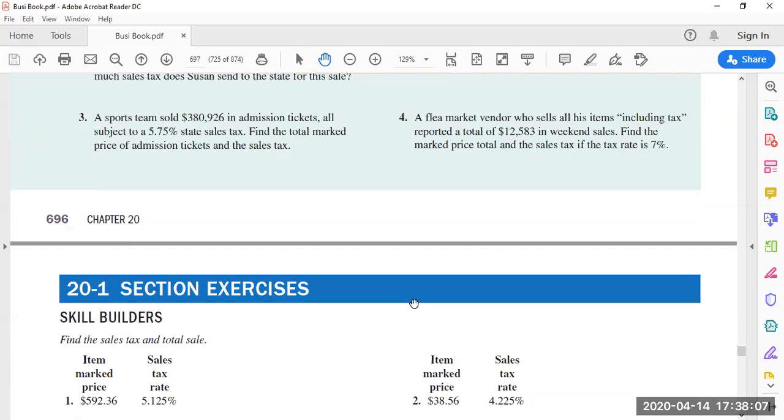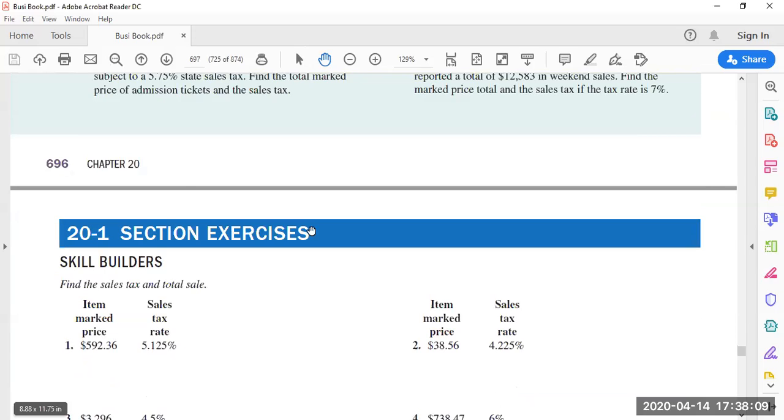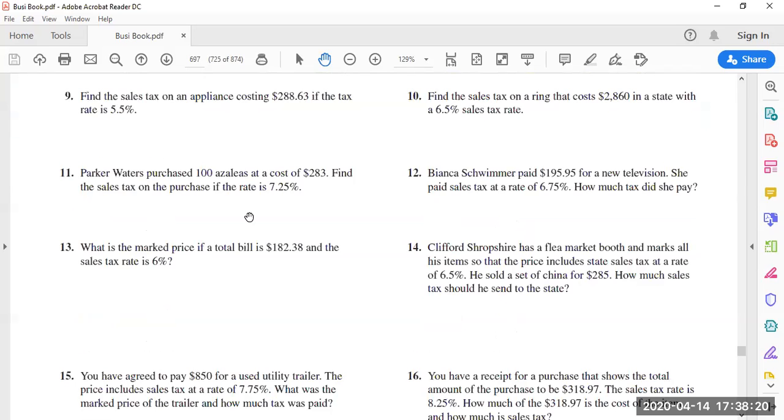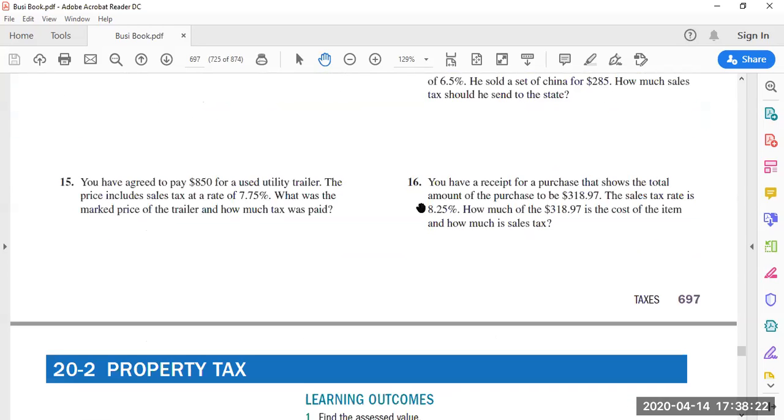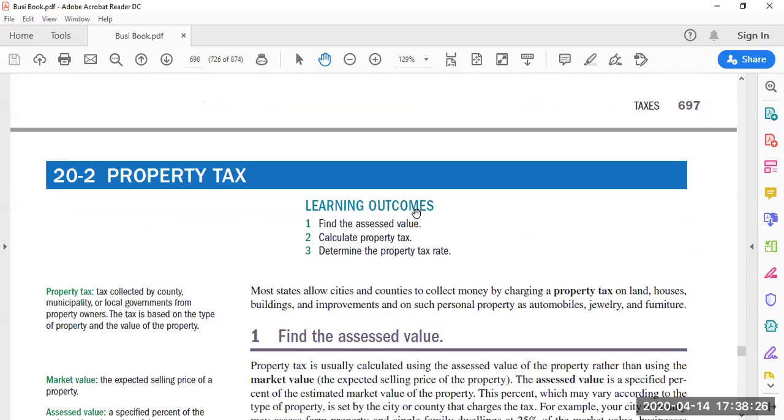And then at the end of this chapter, we have section exercises. Go ahead and do all of the exercises in section exercise 20-1, problems 1 through 16. And I'll see you again next time when we'll discuss property taxes.